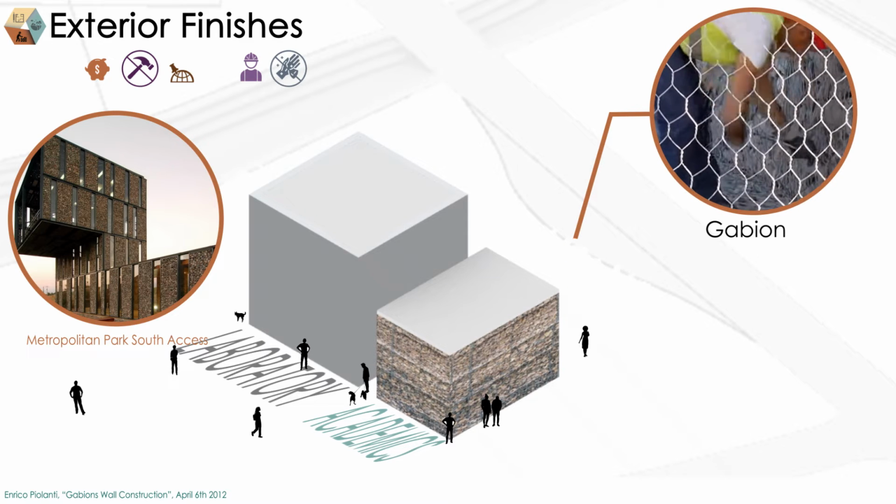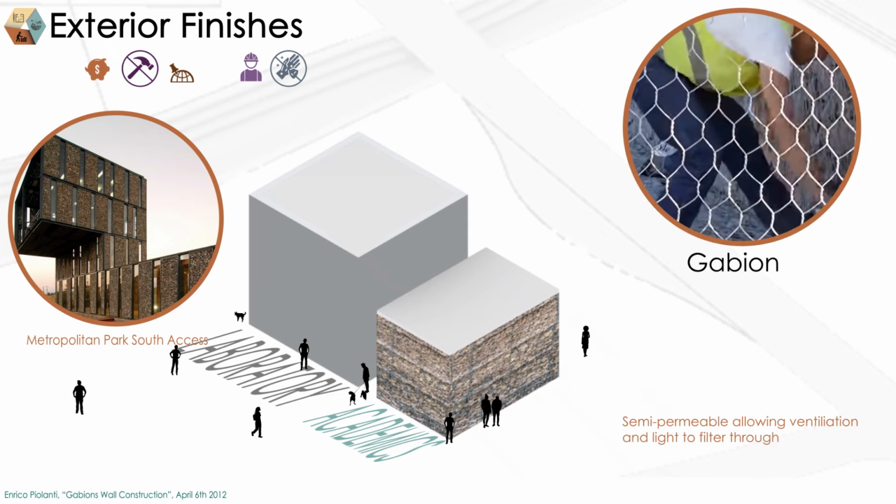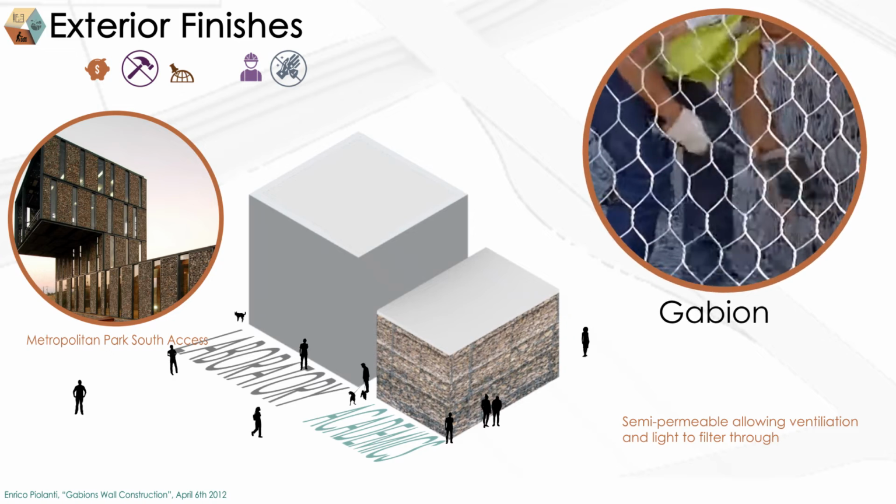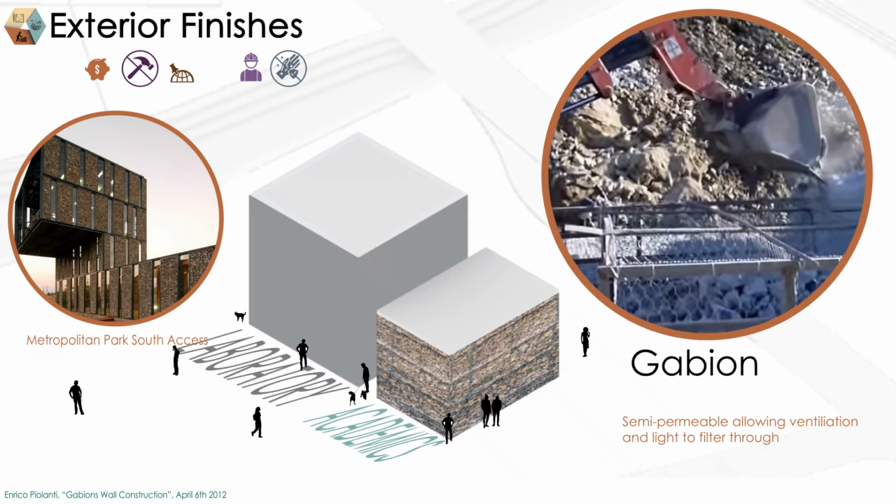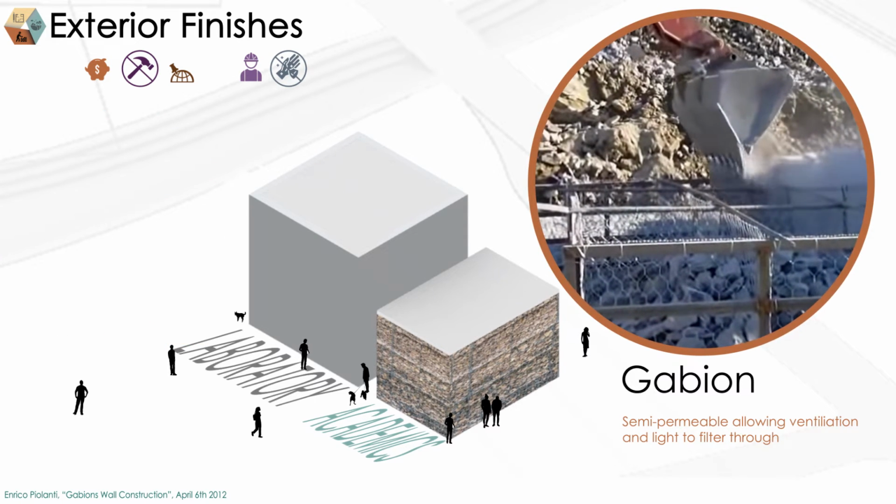Gabion walls can be used to create buildings that have unique lighting characteristics within the interior of the building. The walls are made from a wire basket that is filled by local workers with stones from the site.